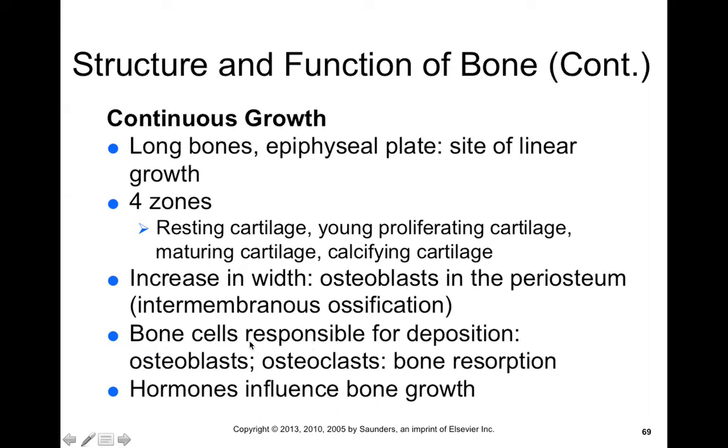Now, the bone cells that are responsible for deposition or bone growth are the osteoblasts, and the osteoclasts are the ones that are involved with bone resorption or breakdown. Now, it turns out that there's different hormones that influence osteoblasts and osteoclasts, and so there's a dynamic balance of bone homeostasis that's under hormonal control.